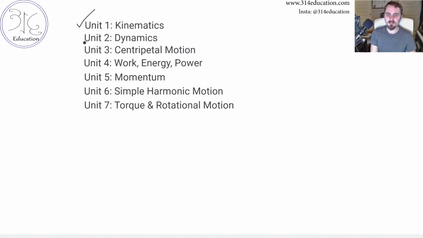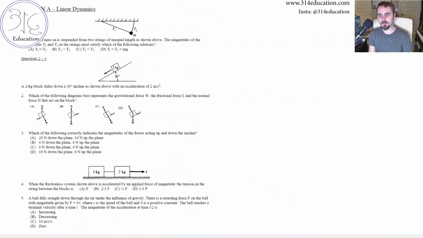And so today we're going to be dealing with this guy, dynamics. So let's just begin with some multiple choice practices. We'll see what these questions look like in context and look at the strategies after as we go. So we've got a ball of mass m suspended from two strings of unequal length as shown above. Magnitudes of the tensions T1 and T2 must satisfy which of the following conditions? So we don't actually need to calculate these. We just need to relate these two tensions, see which one would be greater than the other.